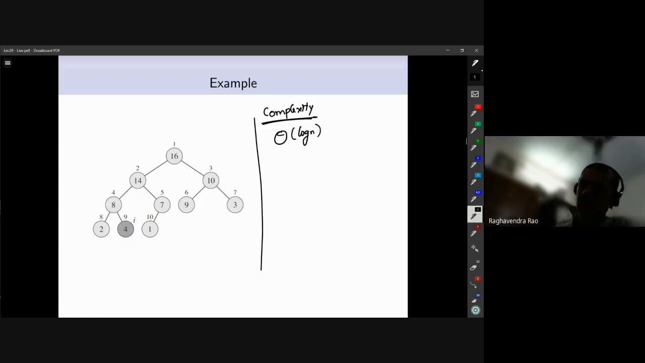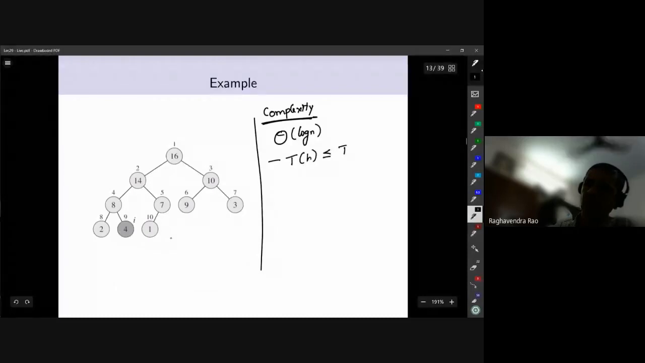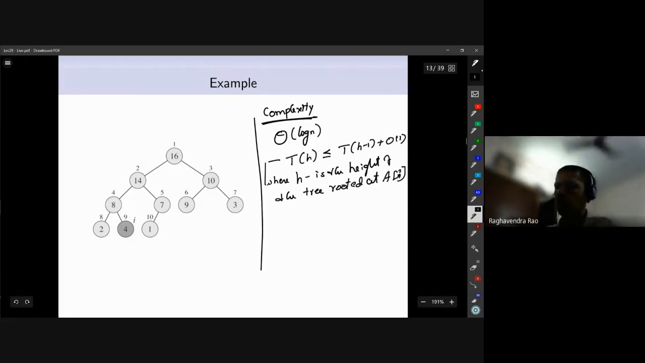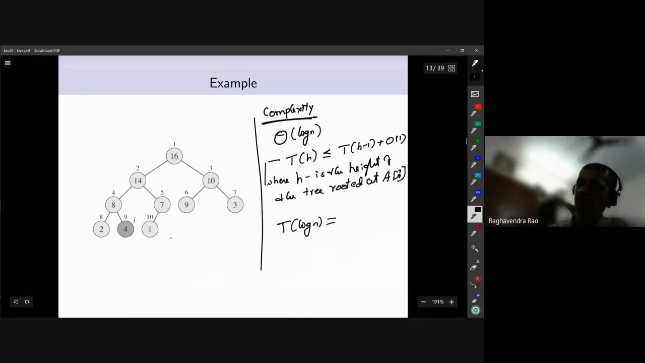So I'm not going to prove this rigorously. You can write a recurrence and prove this. T of h is less than or equal to T of h minus 1 plus order 1, where h is the height of the tree rooted at A i. We know that the maximum value for h is log n. If you solve this recurrence, this will be bounded by order of log n.